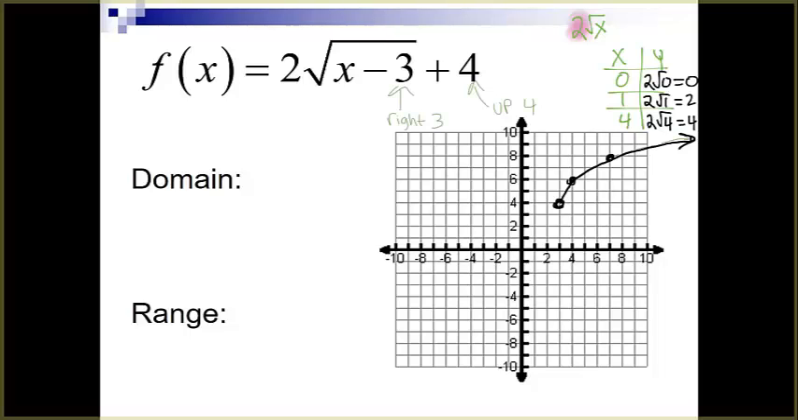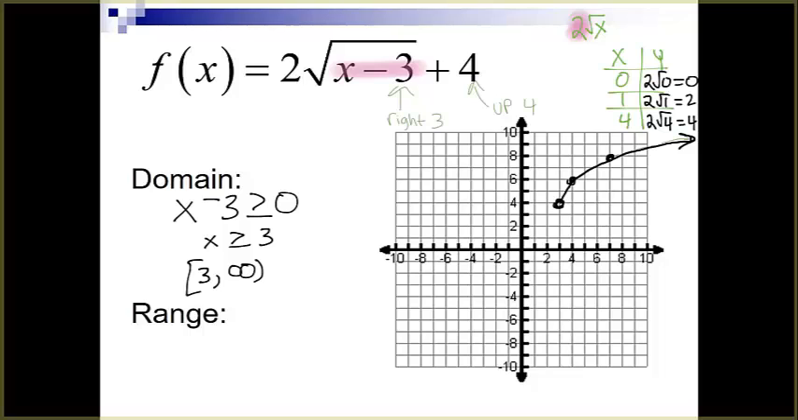Domain. I'll color code this. It's whatever is underneath the square root. You cannot ever have a negative under a square root. So in this case, your x minus 3 value has to be greater than or equal to 0 because you can never have a square root that's negative. So if I add 3, I get x is greater than or equal to 3. That means my values have to be 3 to infinity. It does not include infinity, but it can equal 3.